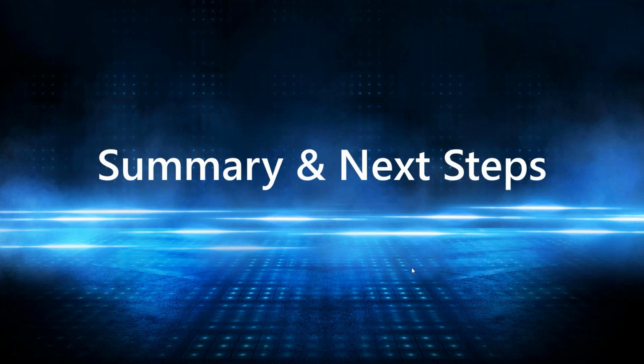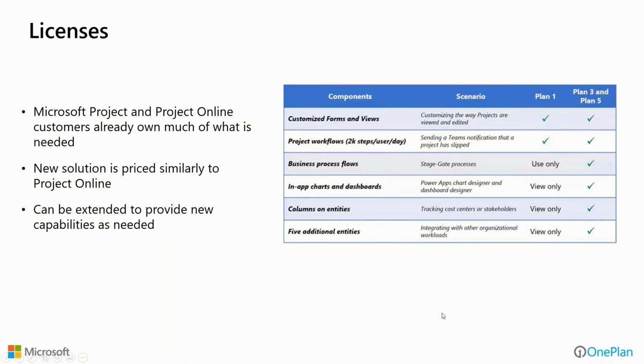So let's go into summary and next steps. One of the things to factor into this is that the licensing that's required for this new platform, you may already own some components of that. The Project Plan 3 and Plan 5 licenses that you have for Project Professional and/or for Project Online is what you need to do some of the things that Paul showed you here today. The Plan 3 license gets you Project for the Web and the Project Professional license. It also gets you access to the core Project Power App, and that can get you a long ways towards where you want to be.